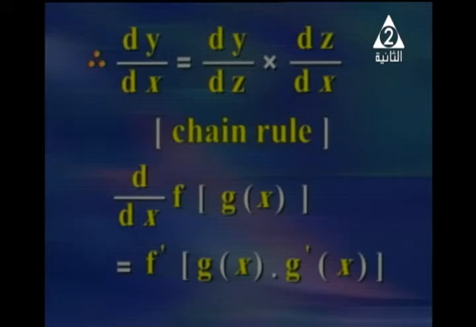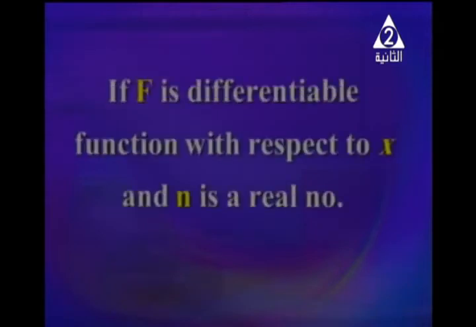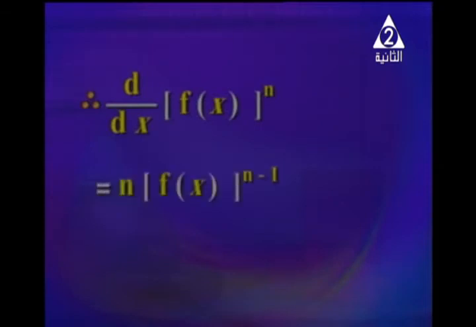Remember, dear student, for a function f(g(x)), the differentiation equals f'(g(x)) times the differentiation of what is inside the bracket, g'(x). Dear student, look: if f(x) is a differentiable function with respect to x, and n is a real number, therefore d/dx [f(x)]^n equals n times [f(x)]^(n-1).